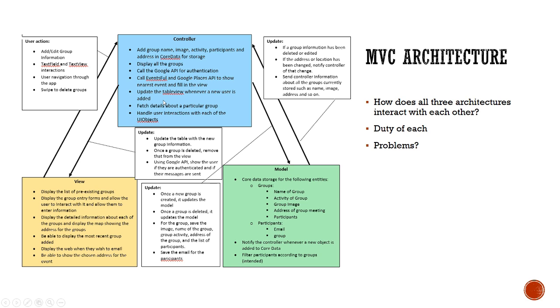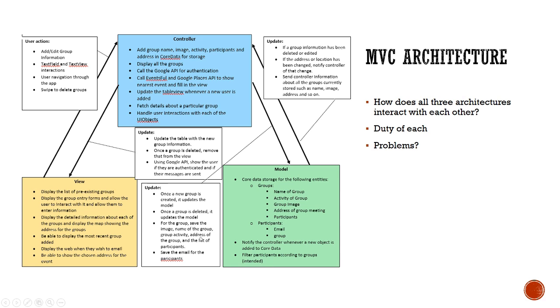But what I mean in specific is that, for example, in the Google API, the controller is what fires the call to the web application to return the appropriate data that is needed, and then passes that data to the view to be outputted. It also takes in the data from the view, such as the group information data, and using that data, adds it to core data or adds it to the model for storage. So I can see here, once a new group is created, it updates the model. Once a group is deleted, it also updates the model.